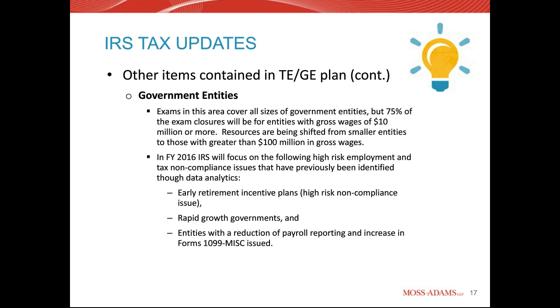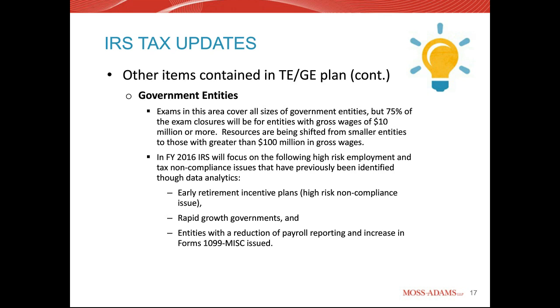Governmental entities is another area, and it's kind of interesting. They call a small governmental agency one that has gross wages of $10 million or more. That's what they're going to be. 75% of the money is going to be following those entities. Then they're looking at larger ones of $100 million and more in gross wages.